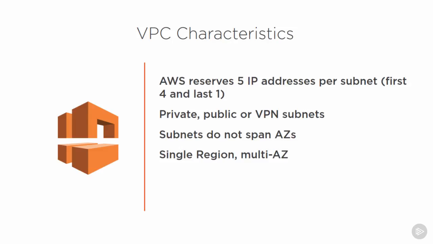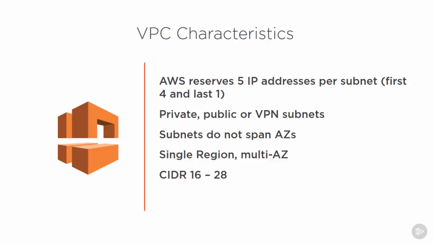You have a single region, multiple AZs architecture. So every region will have at least 2 availability zones and sometimes more. So keep that in mind as well. And your VPC will span the entire region. So with multiple availability zones, you only need 1 VPC.